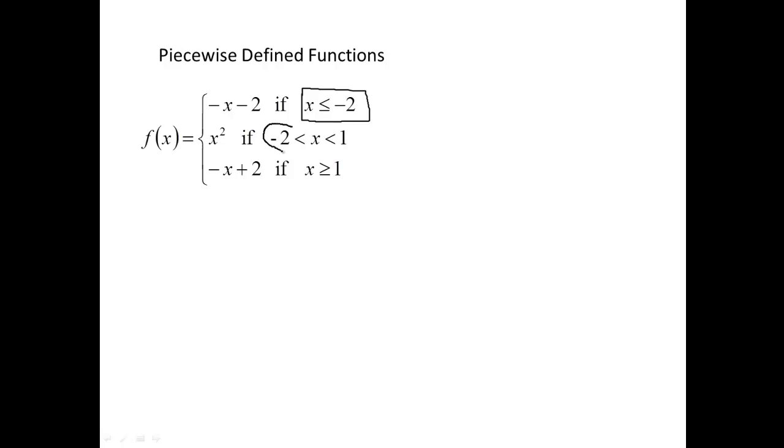If x is between minus 2 and 1, and notice we're not including minus 2 or 1 here because minus 2 is included here and 1 is included here. But if x is between minus 2 and 1, then we would find y by squaring x. Y is equal to minus x plus 2 if x is greater than or equal to 1. So if x is greater than or equal to 1, then we would find y by finding the opposite of x and adding 2 to it.